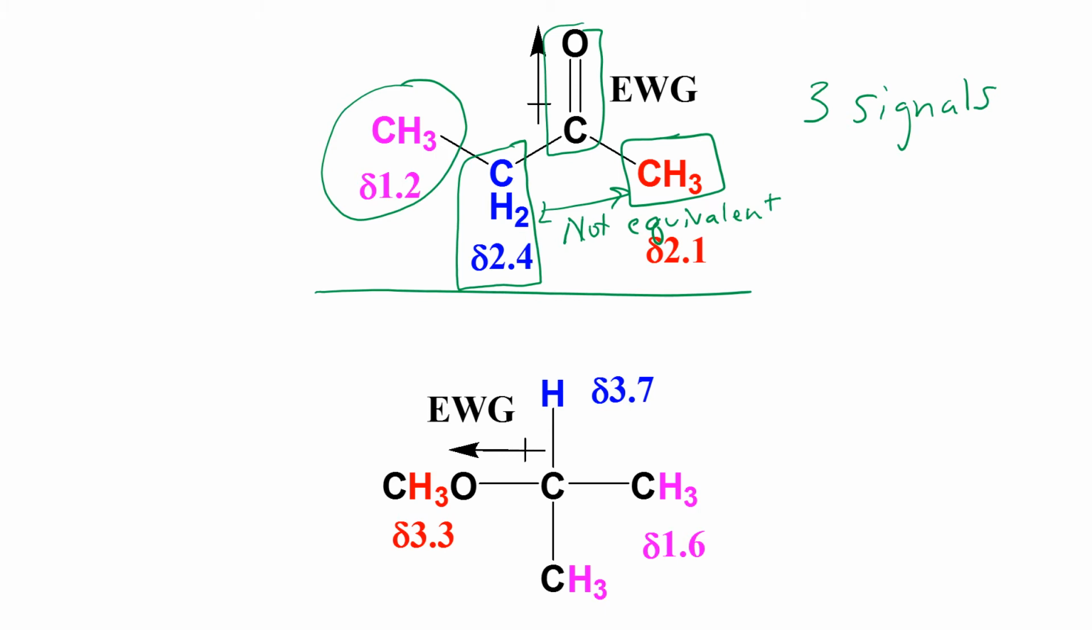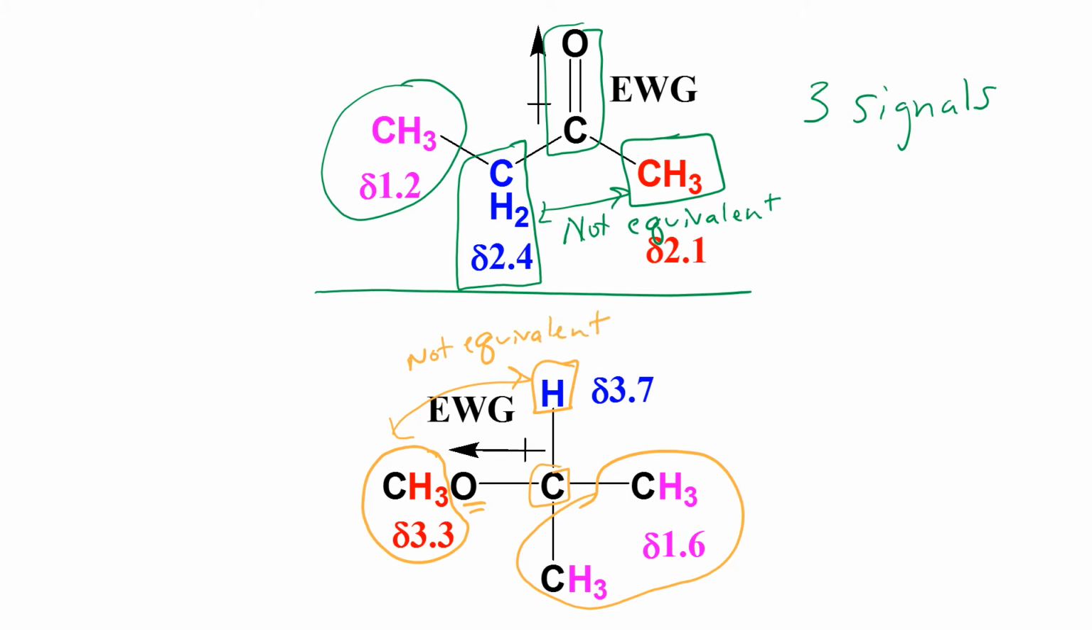If we take a look at the ether down here, we have 3 protons that are on a carbon that's directly connected to the oxygen, which is the electron withdrawing group. Over here we have a blue proton that's also on a carbon that's neighboring, but these methyl groups are affecting the local environment as well. So the red and the blue protons are not equivalent.